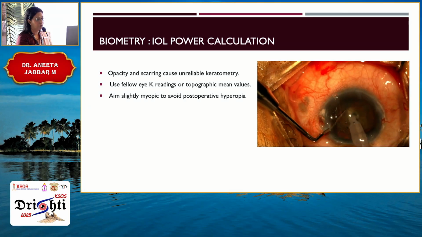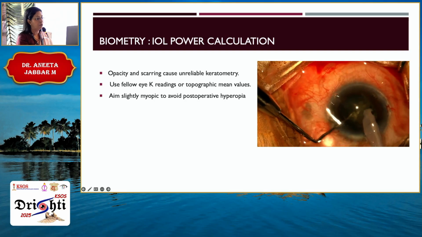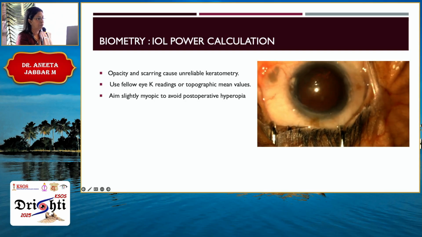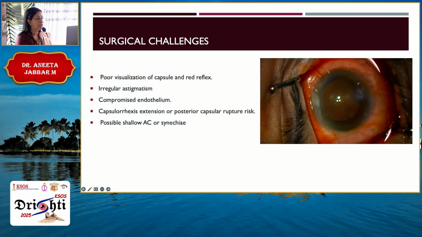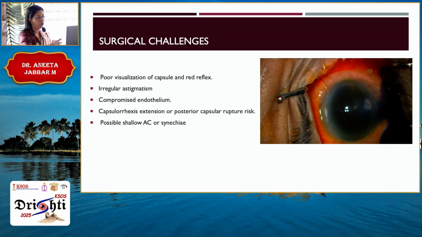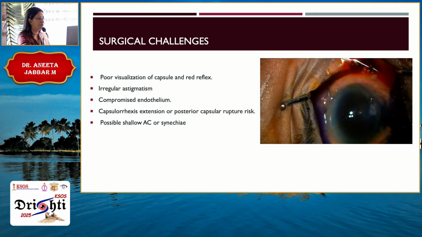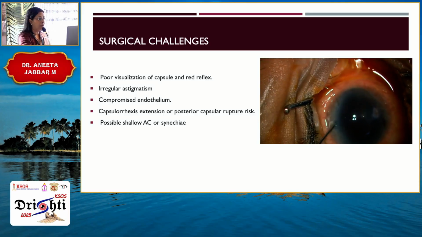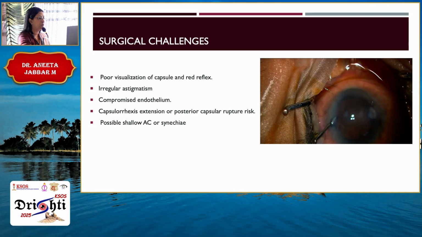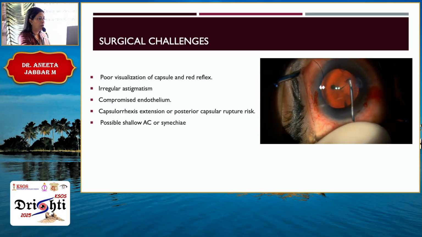And if the view is hazy, you can use trypan blue before your capsulorhexis. So the surgical intraoperative challenges can be poor visualization of the capsule and the red reflex. If you don't have very good retroillumination, the microscope also will vary in different OTs. Then you will have to deal with irregular astigmatism postoperatively also. Sometimes the patients will have compromised endothelium, so you have to use agents like Viscoat.